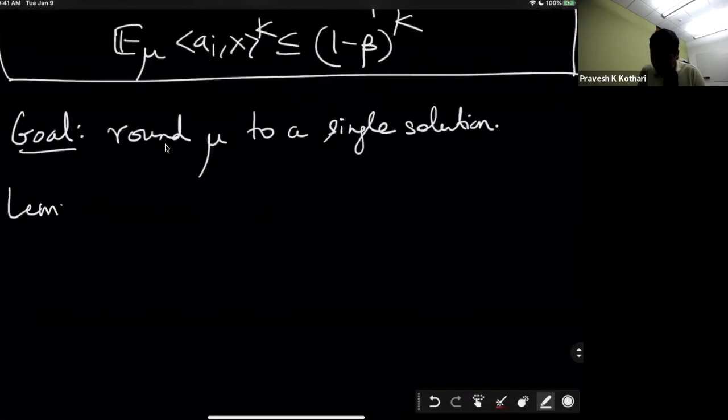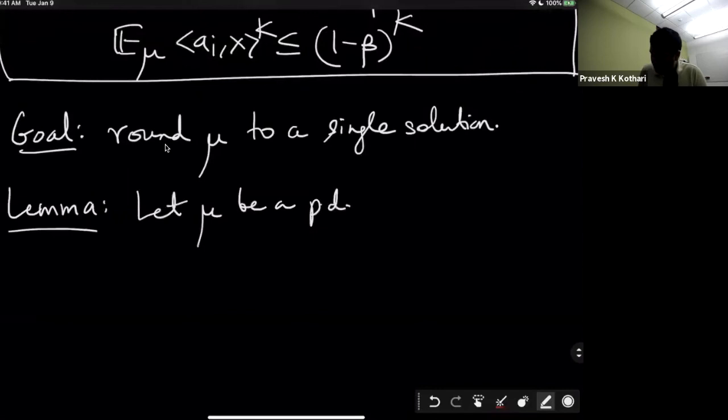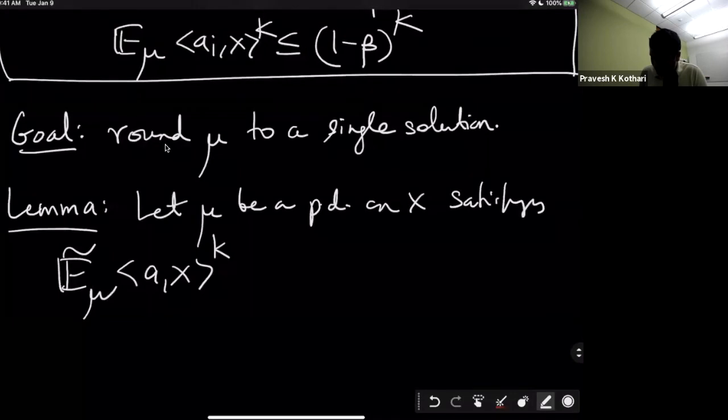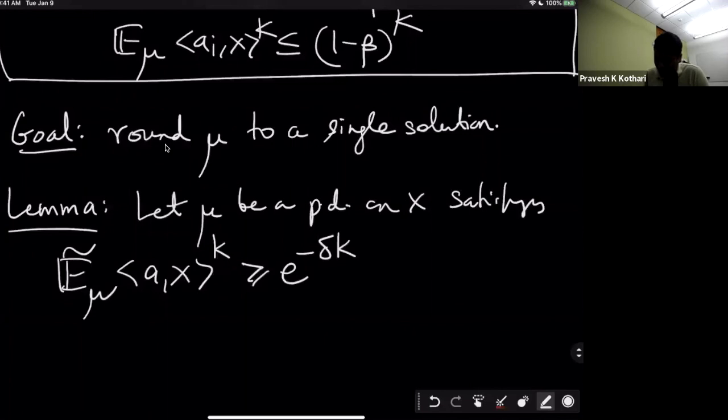So here's a rounding lemma for you. Let mu be a pseudo distribution on X satisfying. So it's a general lemma actually. Suppose you have a pseudo distribution such that, for some unknown vector A, the pseudo expectation of A dot X to the K is at least e to the minus delta K large. And let's say it satisfies the constraint X squared is at most 1. Okay, just like in our situation.